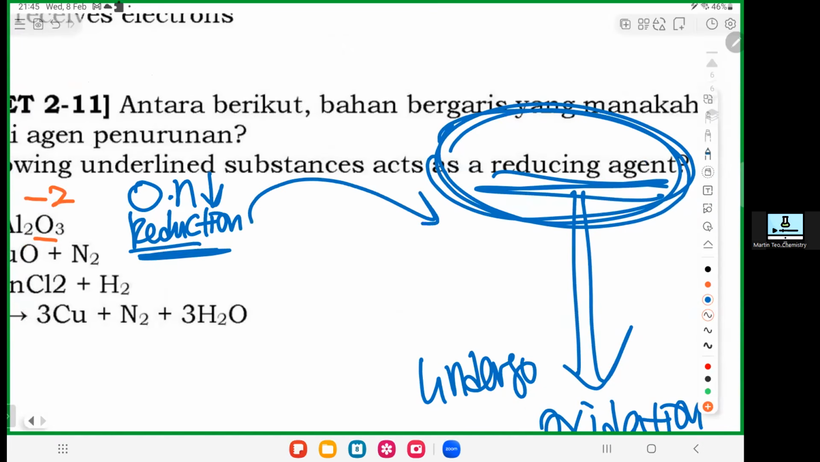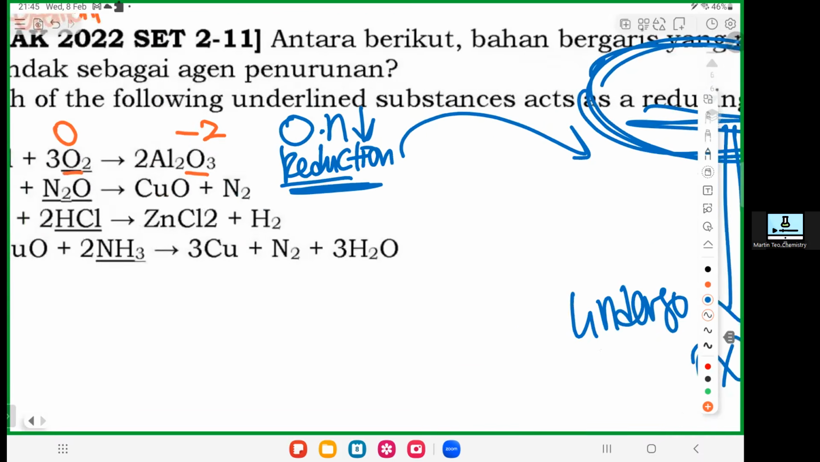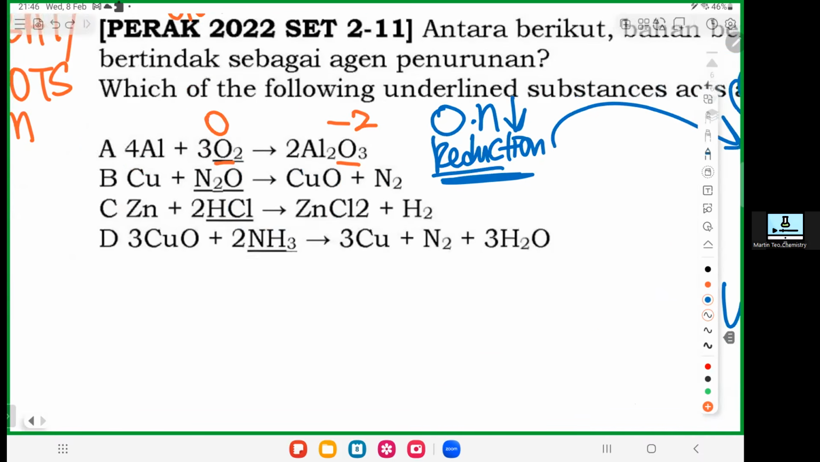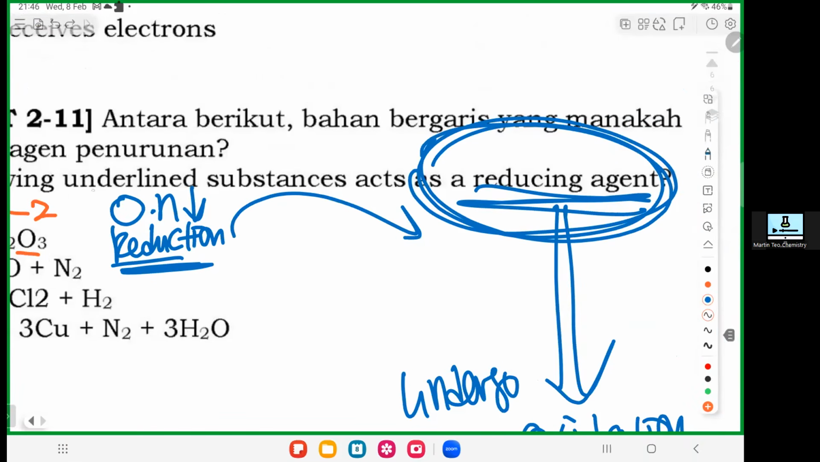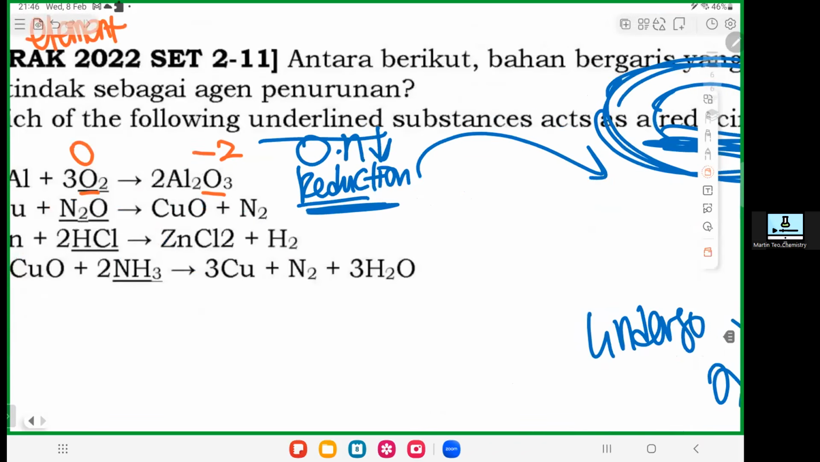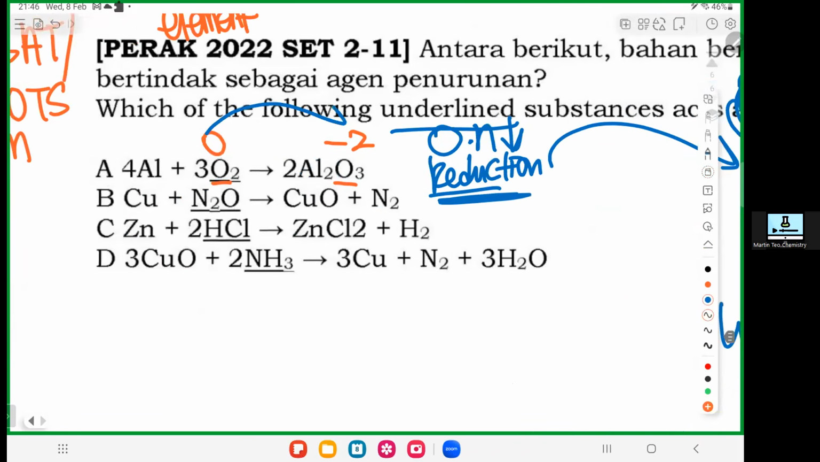oxidizing agent. That's it. So I believe those of you who chose answer A, you misunderstood. You thought of who undergoes reduction. No, I want reducing agent, not reduction process. So the oxygen here undergoes reduction process. So you are oxidizing agent. Answer A is wrong.